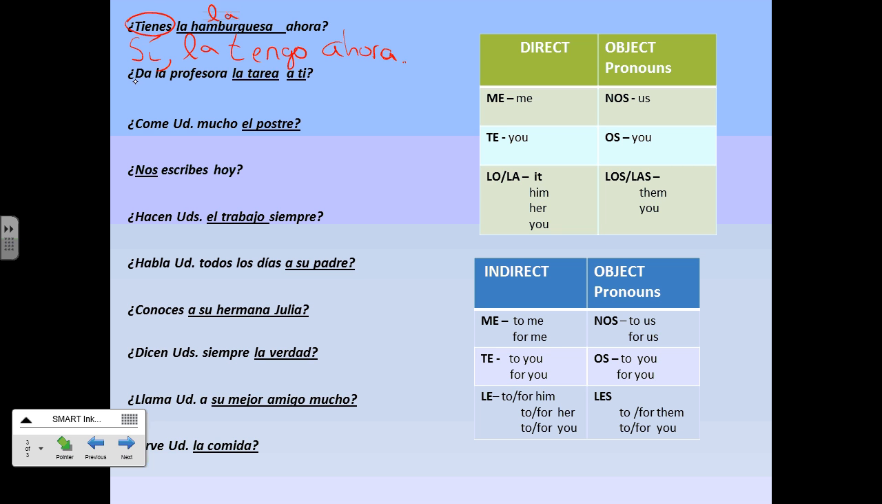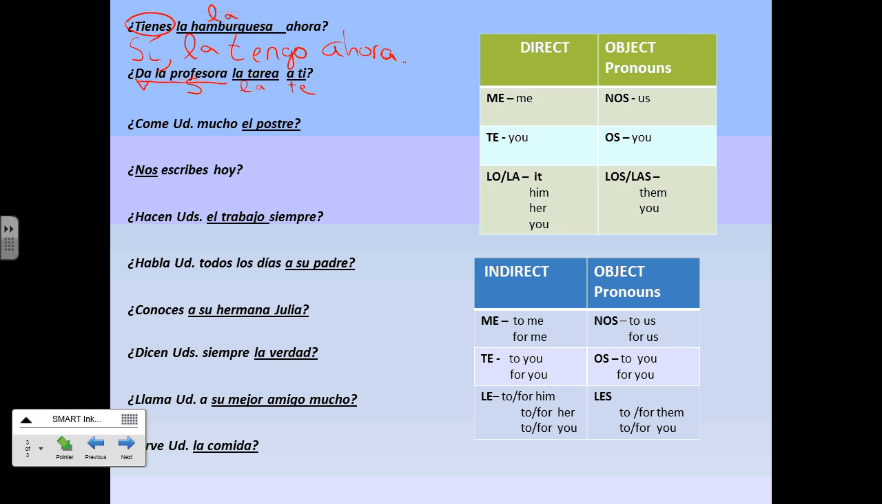So you have to look at the verb first and the second one. Da la profesora. Da is the verb. You can always write this down. Okay. La profesora is the subject. In questions, the subject goes after the verb. Then we have la tarea, which is the direct object, which is la. And then a ti is the indirect, which is te. So you got to understand what the question is saying.